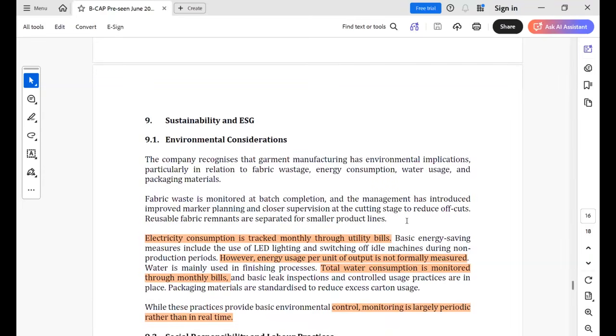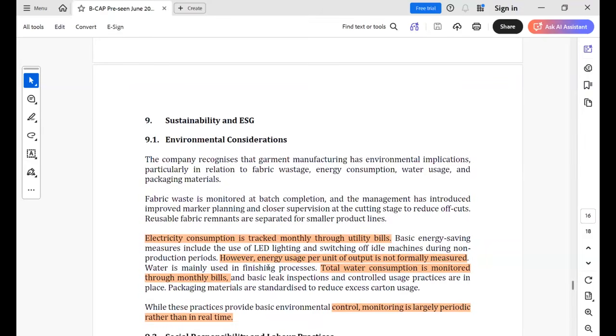And also there is no solar system, right? Energy. If you read this para, they have not taken any alternative step to minimize electricity consumption. So what you are taking is from the national grid, right? So rooftop solar. Basic energy saving measures include the use of LED lighting and switching off idle machines during non-production periods. However, energy usage per unit output is not formally measured. So daily you should be able to measure your electricity consumption and what the output is, what the per unit consumption is.